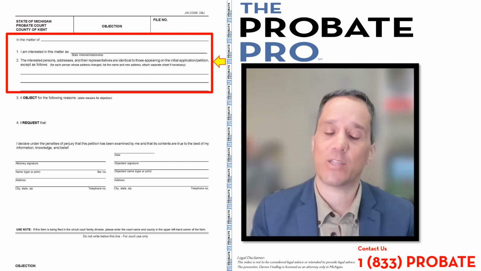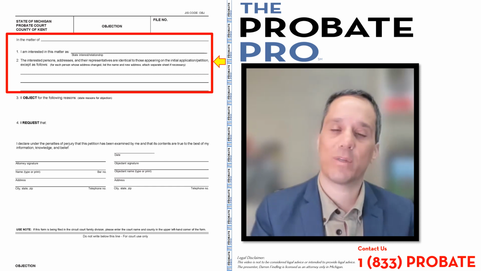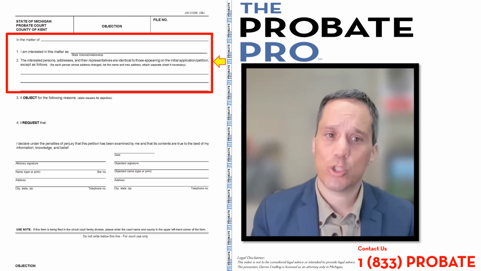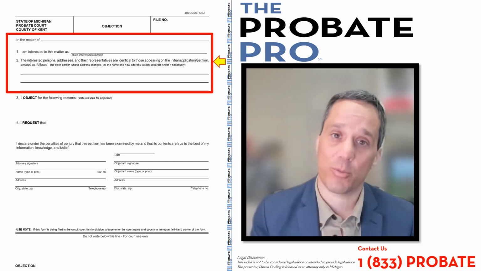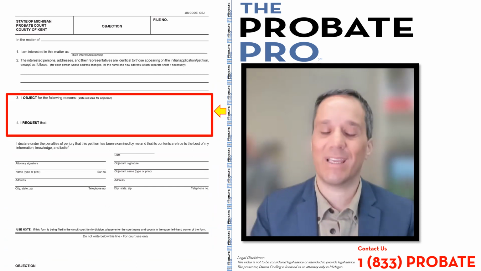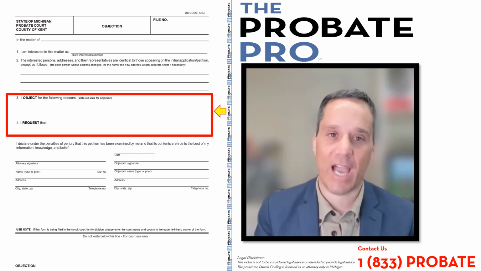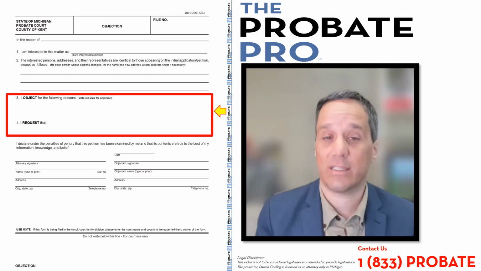Paragraph 2 identifies whether there are any interested parties that are different than what was set forth in the original petition. So, for example, if somebody's address or name were incorrect on the original petition, this is the spot to correct. And then section 3 is really the crux of this document. It allows you to identify the reasons that you are objecting to the petition.